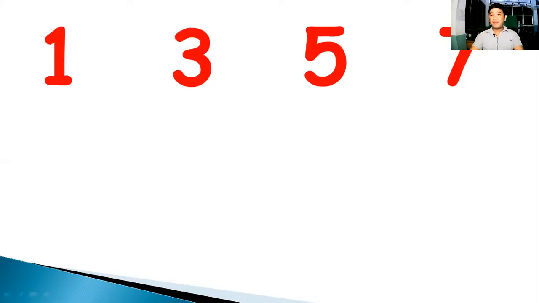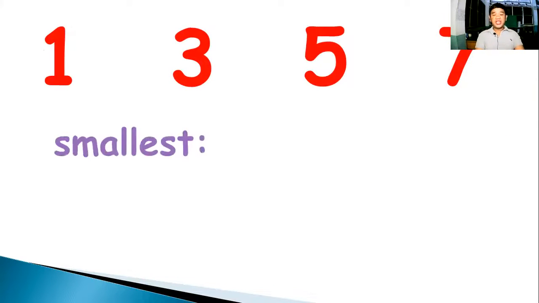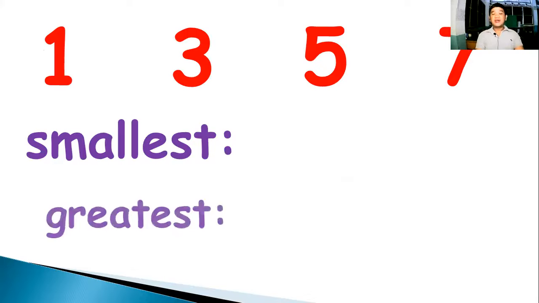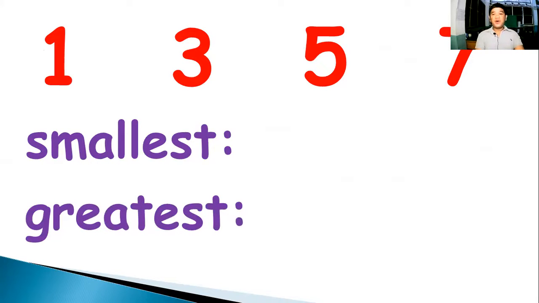Let's start with our lesson from smallest to greatest number. So we have here the numbers 1, 3, 5, and 7. Okay, so let us identify the smallest number and the greatest. For the smallest number, it is number 1. And for the greatest number, it is number 7. Very good.